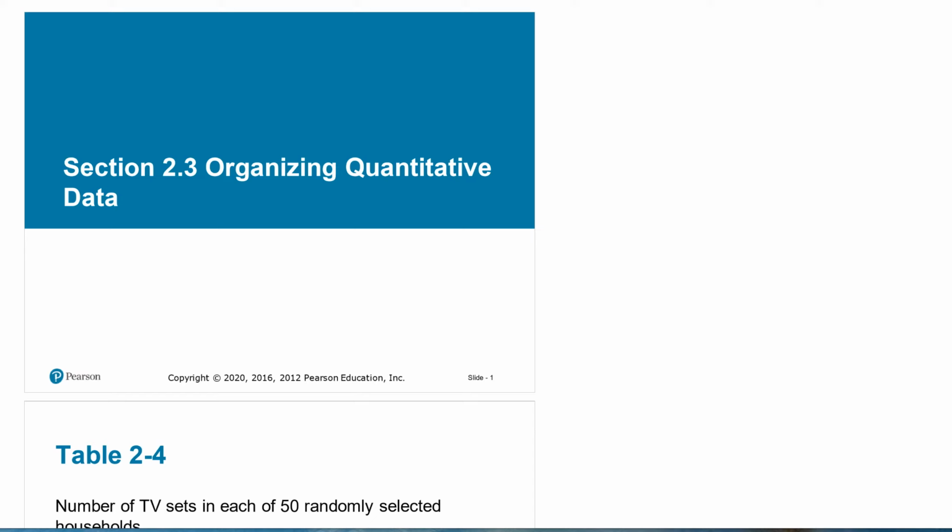Section 2.3, organizing quantitative data. Now we're dealing with quantitative data. For qualitative data, we saw how we use bar charts or bar graphs, and then we used pie charts or pie graphs to organize such data. Here we are going to follow almost the same procedure, but we have more tools to deal with because we are dealing with actual numbers. Let's start with the first one.